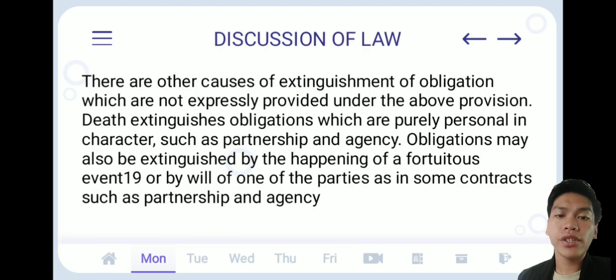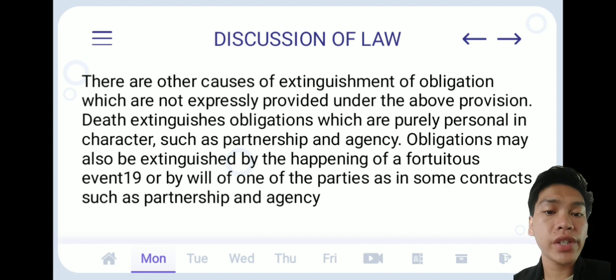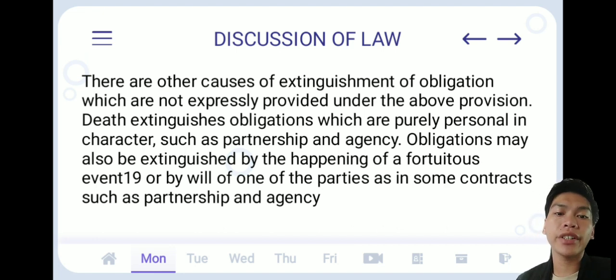So there are other causes of extinguishment of obligation which are not expressly provided under the above provision. Death extinguishes obligations which are purely personal in character, such as partnership and agency. Obligation may also be extinguished by the happening of a fortuitous event or by the will of one of the parties, as in some contracts such as partnership and agency.